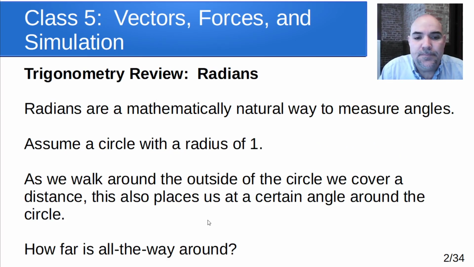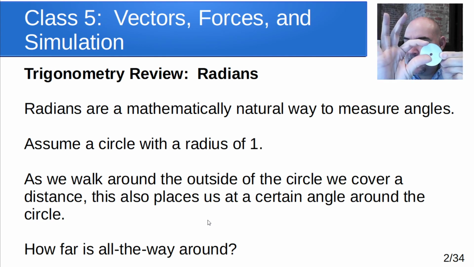All right, so first off, review of trigonometry for radians. We've done this several times now, but it's important that you understand that. So radians are the mathematically natural way to measure angles. The reason being that if you have a circle with a radius of 1 unit, so let's say this is 1 inch from the center to the outside edge here. So it's 1 inch from there to there.